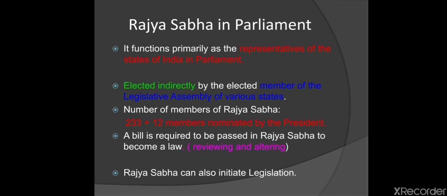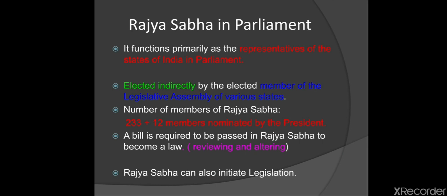First it is passed in the Lok Sabha, then it goes to the Rajya Sabha for passing, and if the Rajya Sabha passes that bill, then only it becomes a law. But if Rajya Sabha denies it, if they disallow it, then it stops, it doesn't become a law. So you can say it is the function of reviewing and altering.